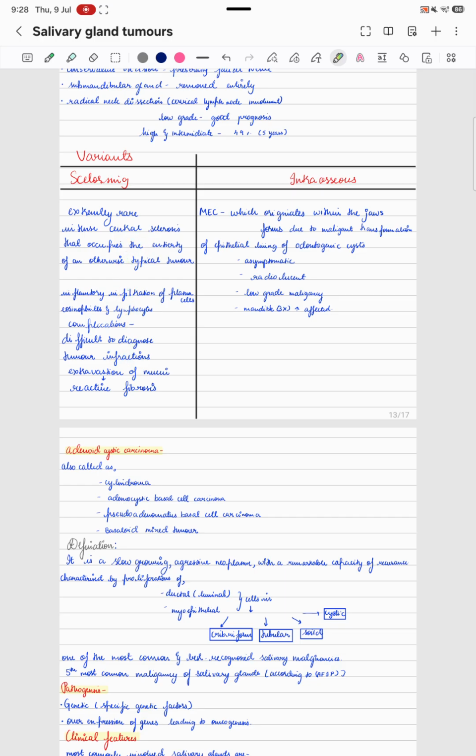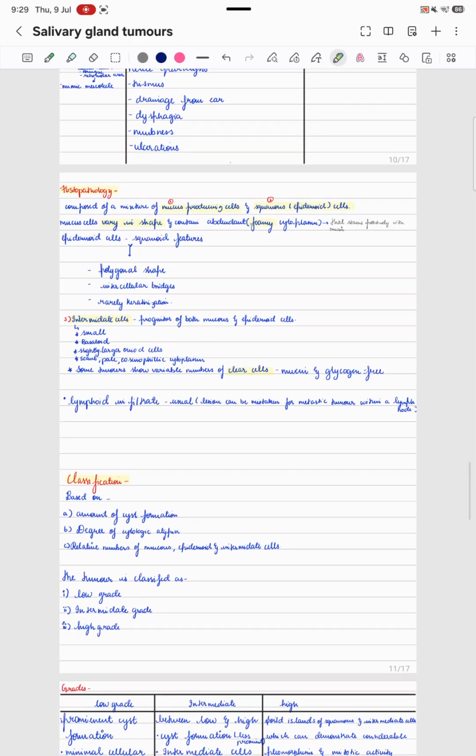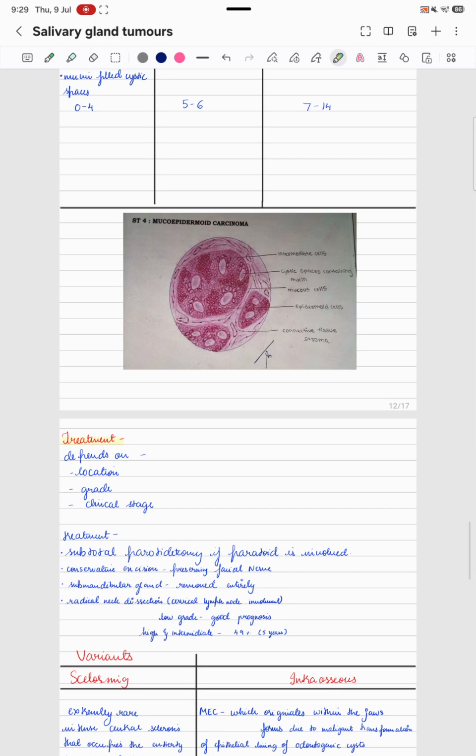So sclerosing is basically central sclerosing occurs, and the central sclerosing is followed with plasma cells, infiltrations of inflammatory cells, eosinophils, lymphocytes. Complication is usually it is difficult to diagnose. Tumor infarcts are present and extravasation of mucin is seen. Then it is reactive. Extravasation of mucin causes reactive fibrosis, right? So that is about MEC, Mucoepidermoid Carcinoma, and it has been asked for 10 marks a lot of times.